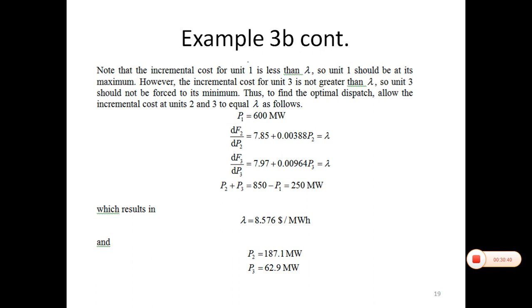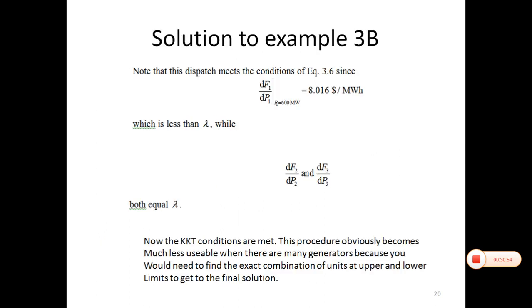Now you can see that the KT conditions are satisfied. P2 is within its limits and P3 is also within its limits. So the values are correct now. The incremental fuel cost for unit 1 becomes 8.106 rupees per megawatt hour, which is less than lambda, while df2 by dp2 and df3 by dp3 are both equal to lambda. Now the KT conditions are met, and this is our desired result.